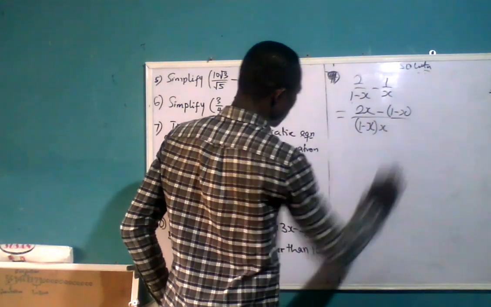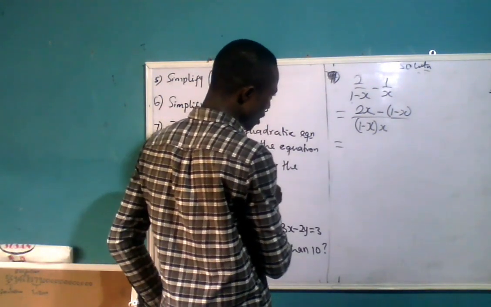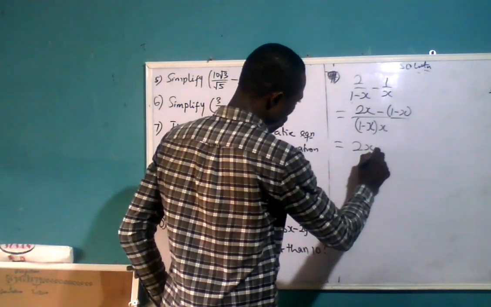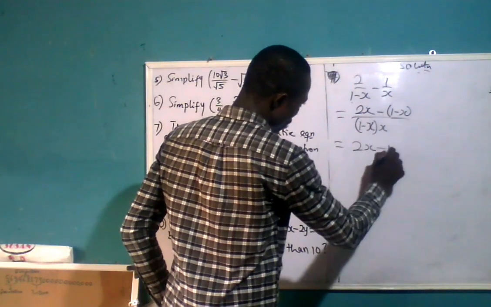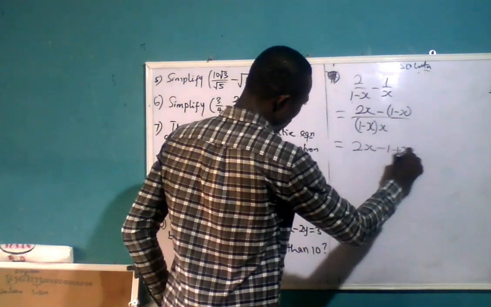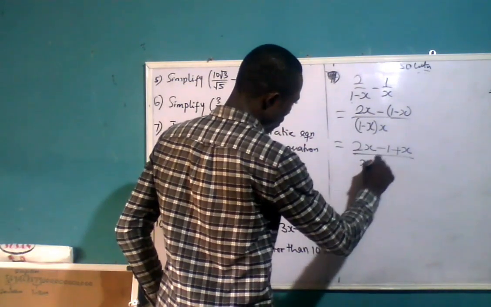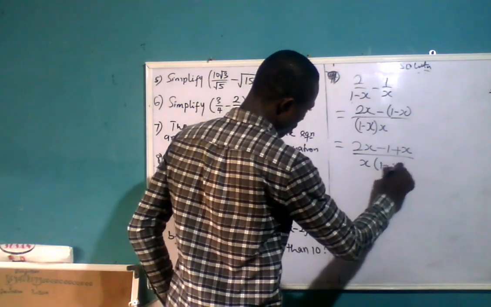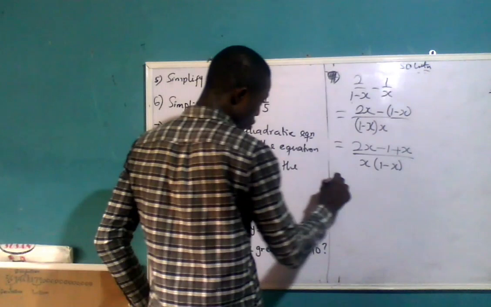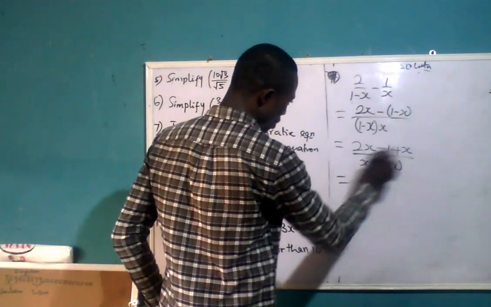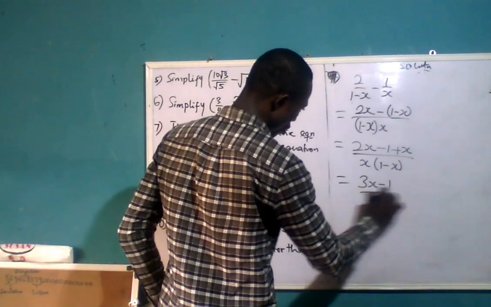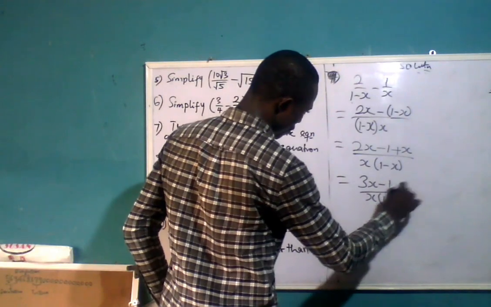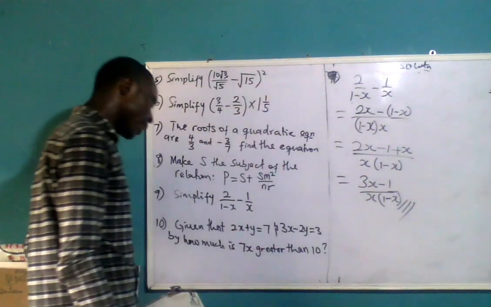1 minus x, which can be re-expressed, by virtue of opening the bracket, as 2x minus, times plus 1, that's minus 1. Minus times minus x, that will be plus x, all over x. This can be written as x into bracket 1 minus x close bracket. And of course, you know that this can be added to this. You have 2x plus x, that's 3x minus 1 all over x(1 minus x). And surely that is the final answer to this question.